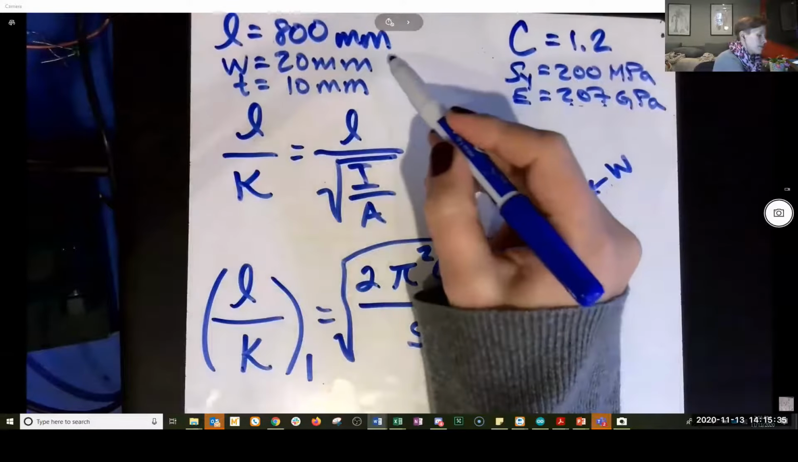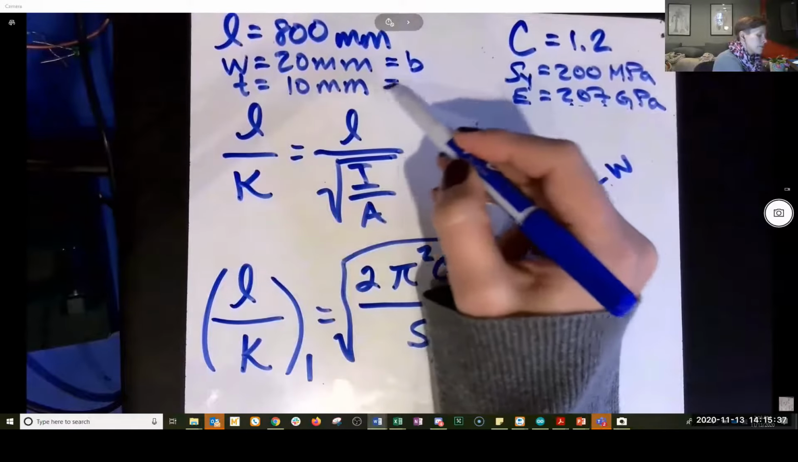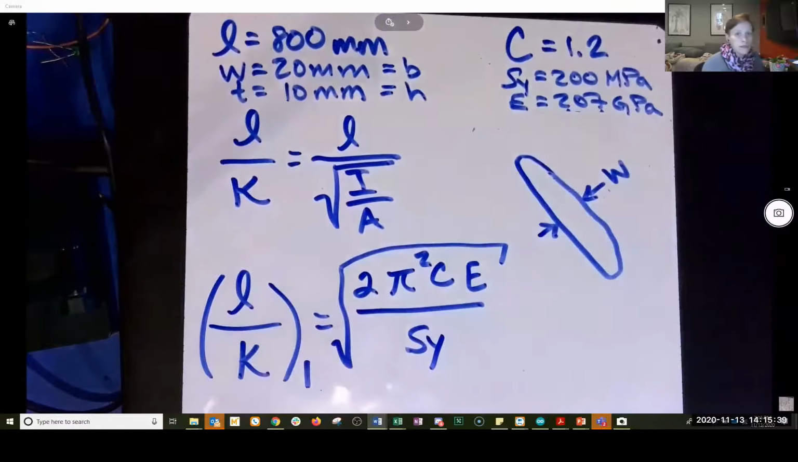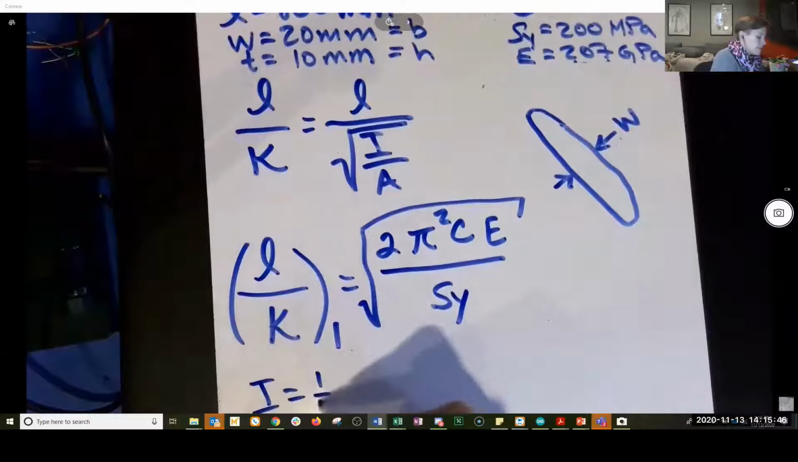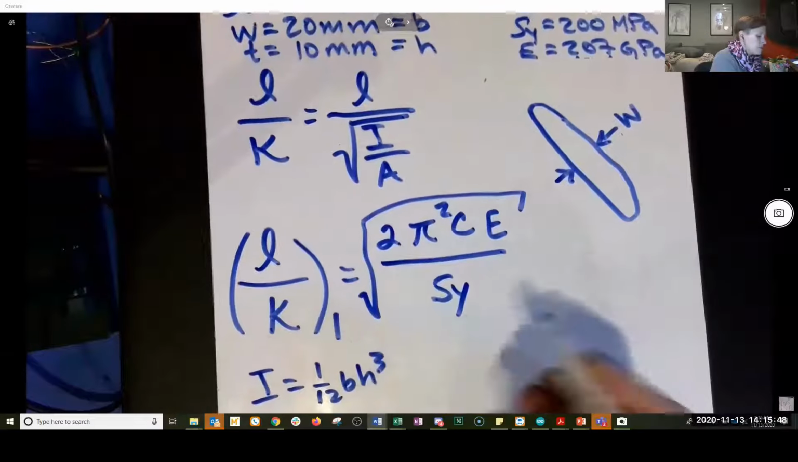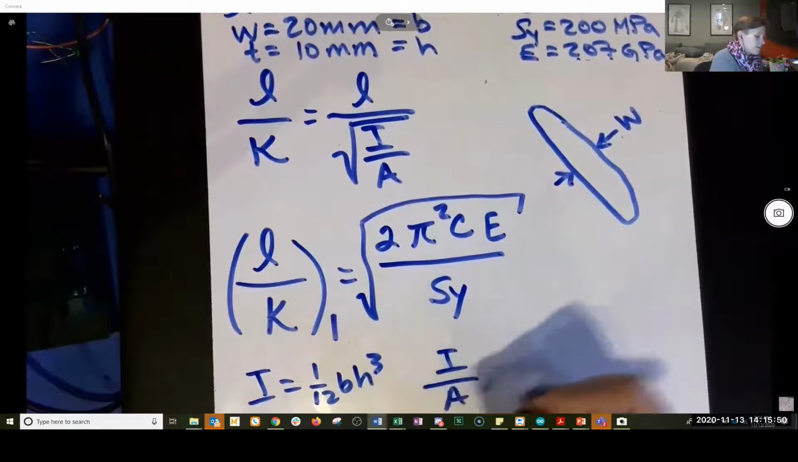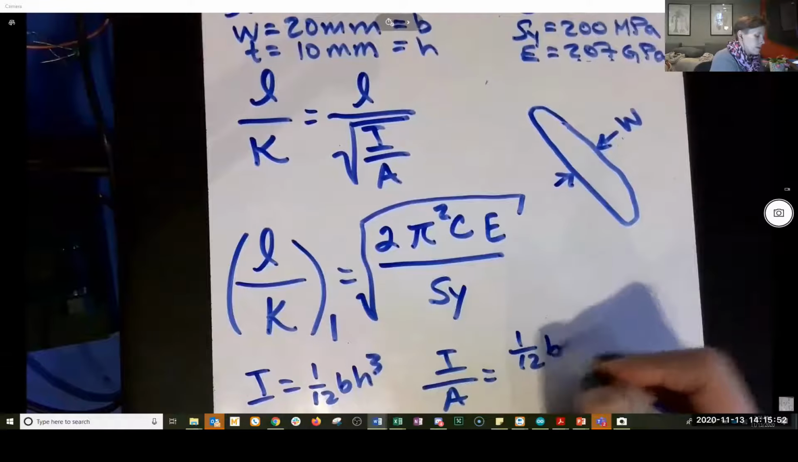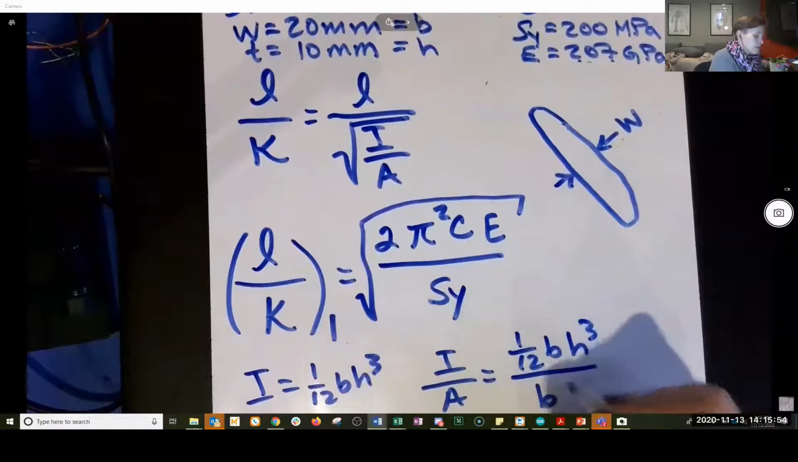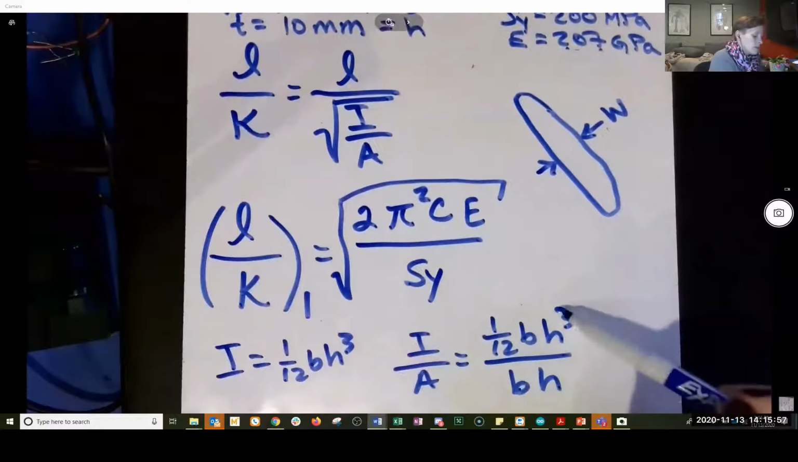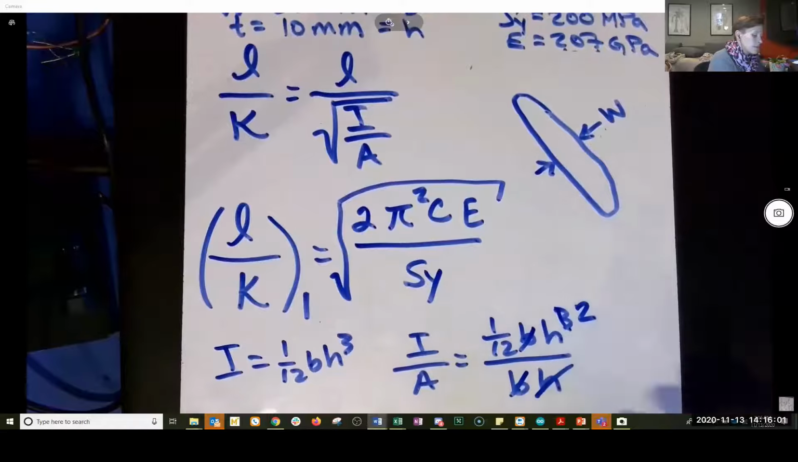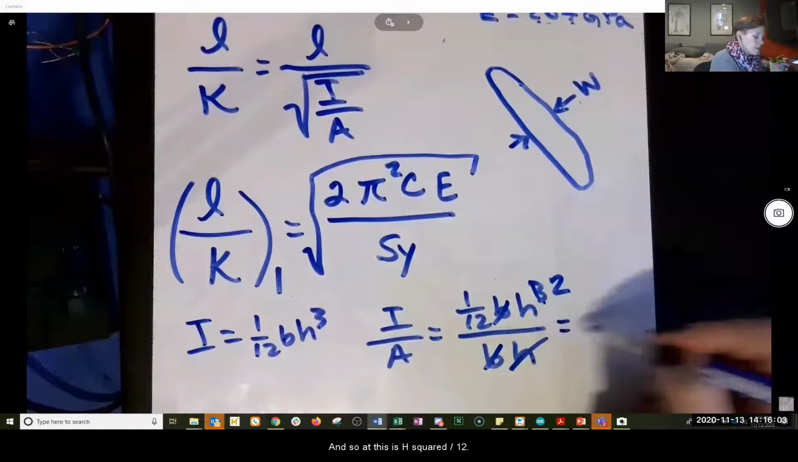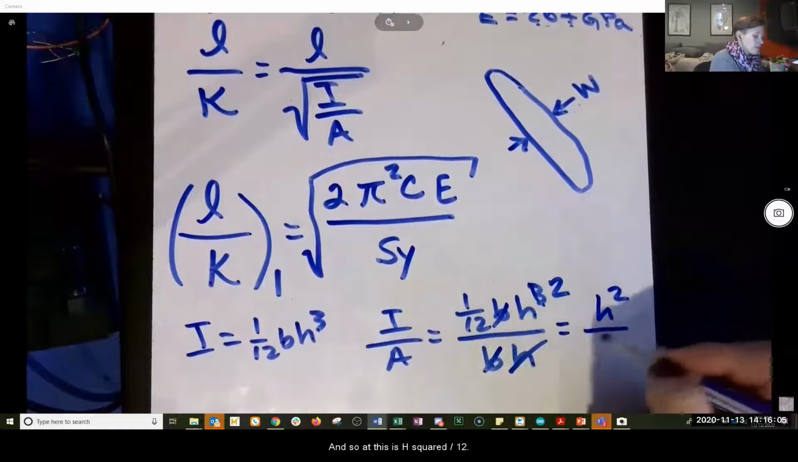So if we think of our BH cubed, if I is equal to 1/12 BH cubed, then I over area is 1/12 BH cubed over BH, right? So that'll go away and that becomes a 2, those cancel. And so this is H squared over 12.